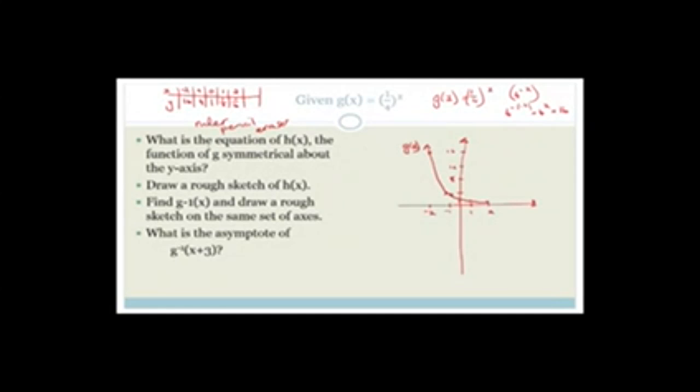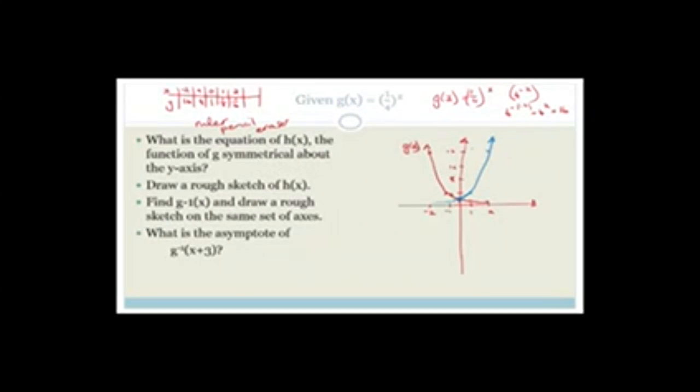Now it says, what is the equation of h of x, the function of g of x reflected about the y-axis? So what would that look like before we even talk about it? Do you agree that it would look something like this? So it's going to be going up like this, and when x is 1, y is 4, and then when x is 2, y is 16. So it's going to look like this.